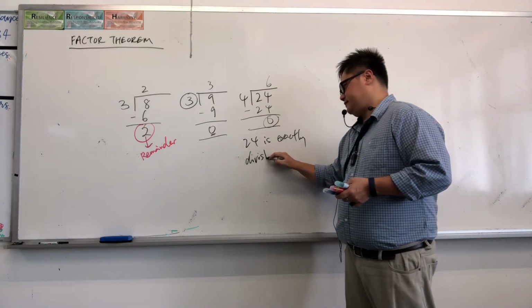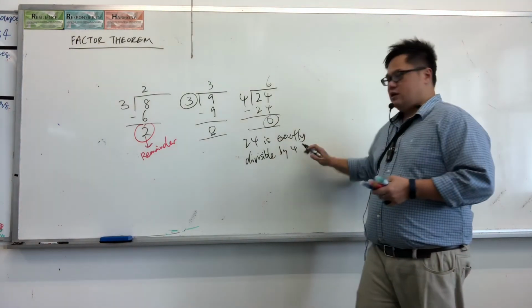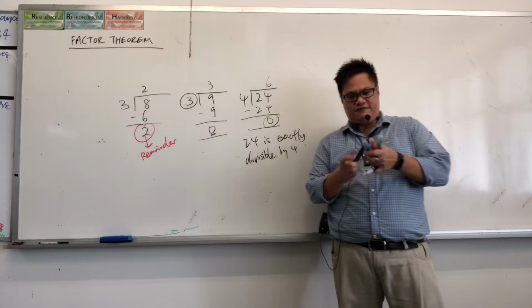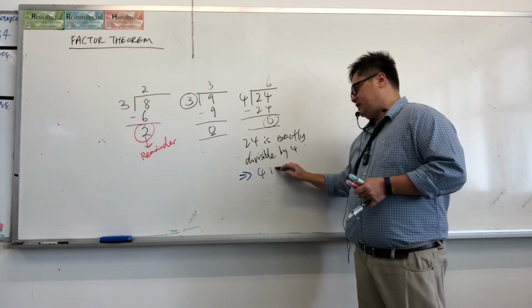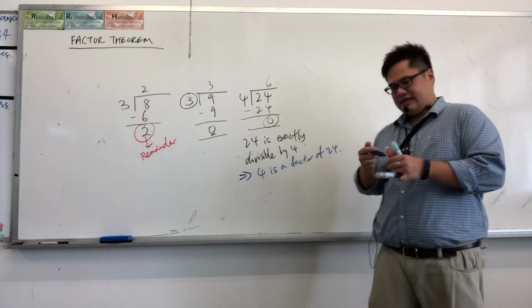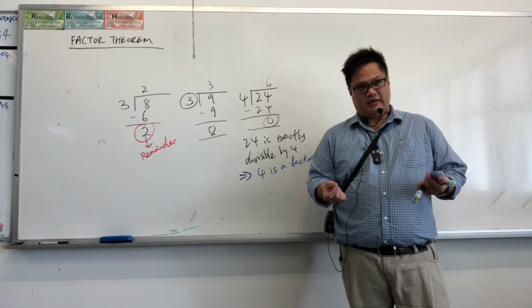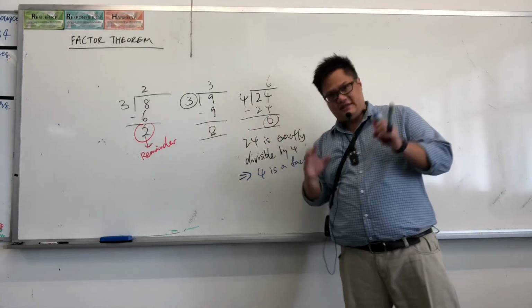When the remainder is 0, am I right to say that 24 is exactly divisible by 4? 24 is exactly divisible by 4. Am I also right to say that this implies that 4 is a factor of 24? Does that make sense to you? Yes? I'm not teaching anything new. I'm just getting the numbers from your arithmetic understanding.